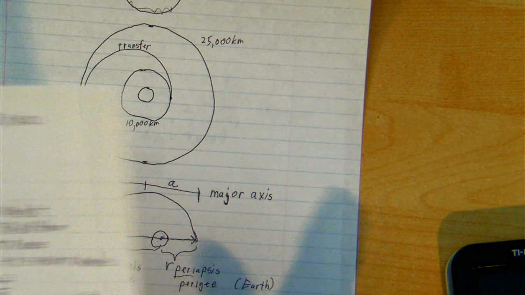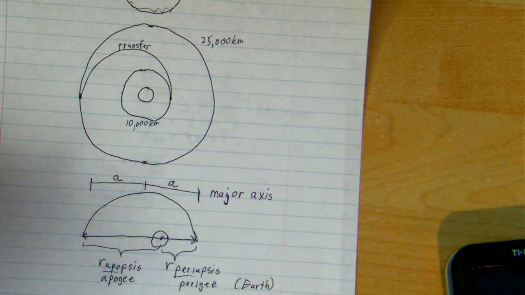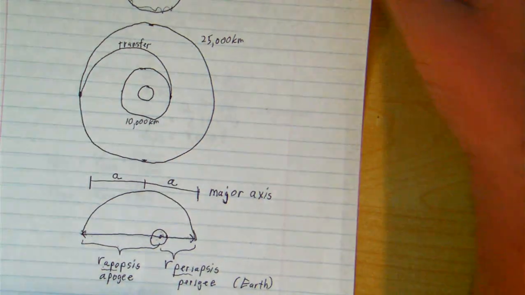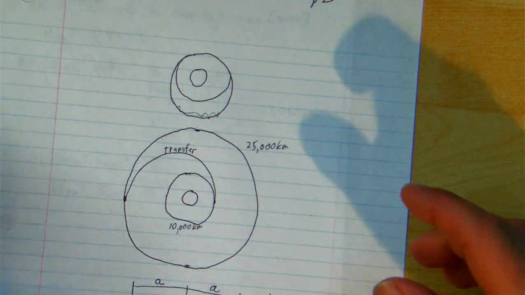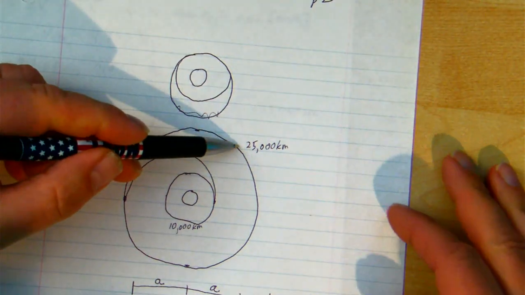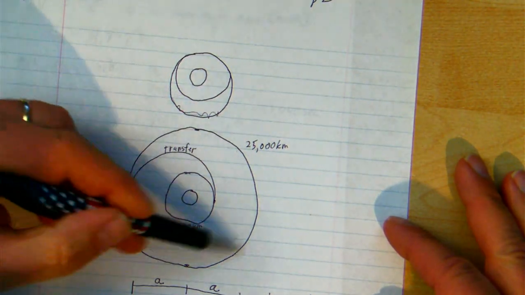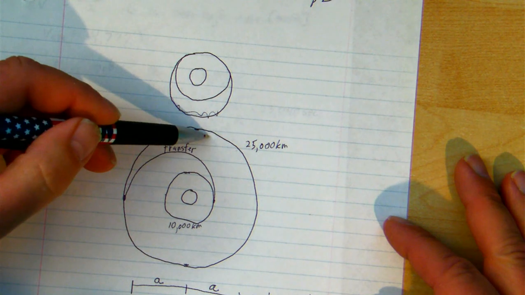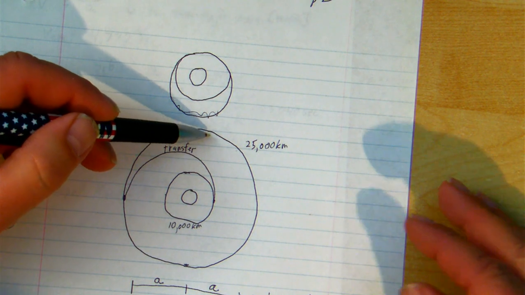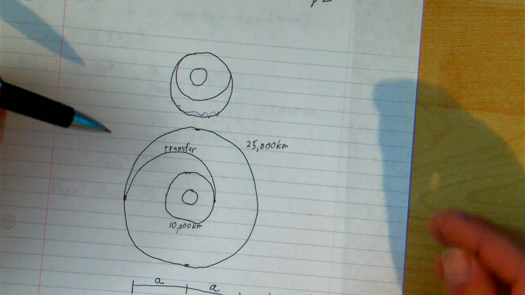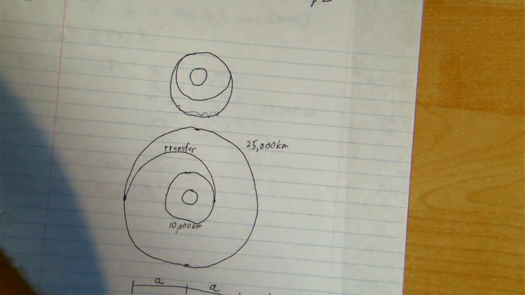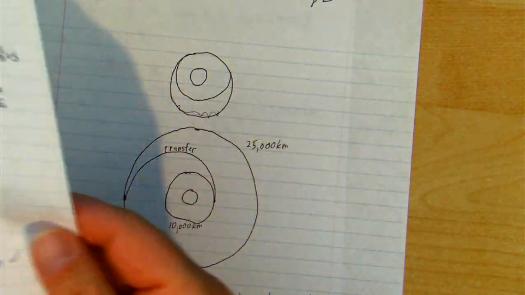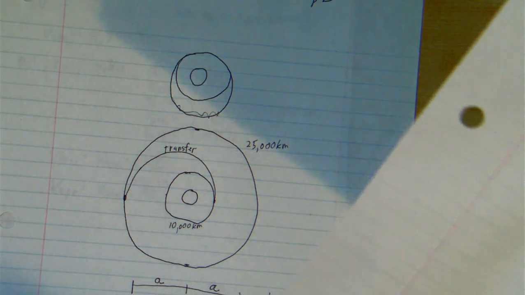So let me go back to this diagram and talk you through it. Actually, I like this diagram. So we're starting off going at this large orbit, 25,000 kilometers radius. And we had already calculated in the previous episode the orbital speed up here in this larger orbit.